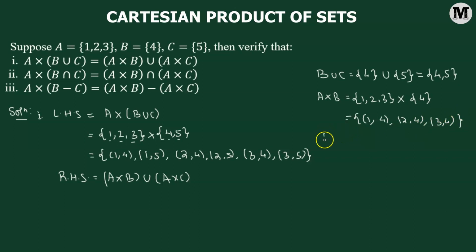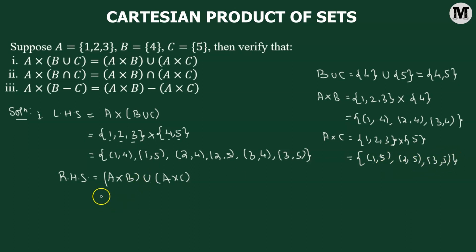Let's try to find out the Cartesian product of A and C. Now A again has got three elements, 1, 2 and 3. We're going to find out its Cartesian product with this set C, which contains the element 5. This is also going to give us three elements. We have 1, 5. We have 2, 5, and then we have 3, 5.